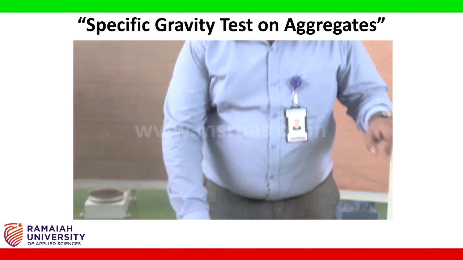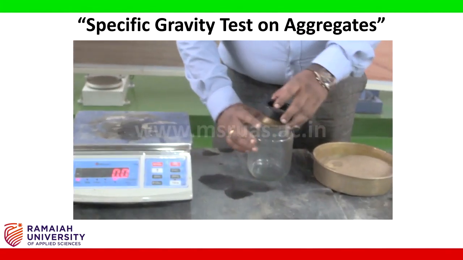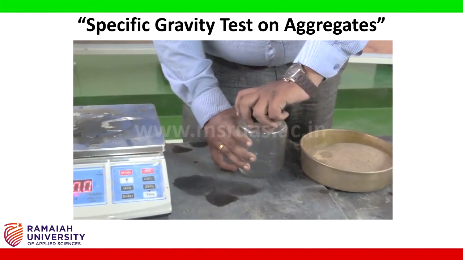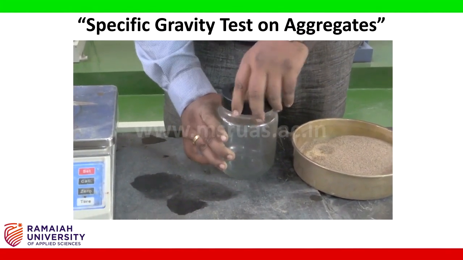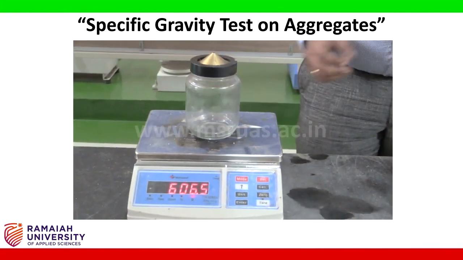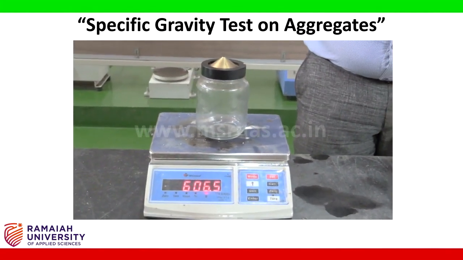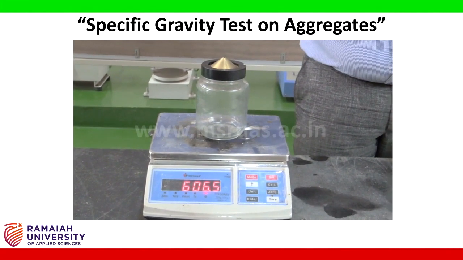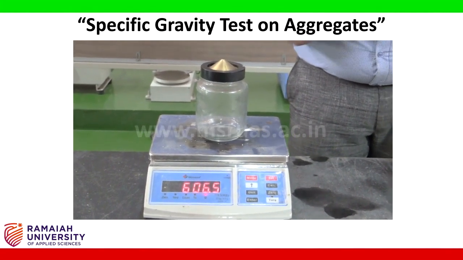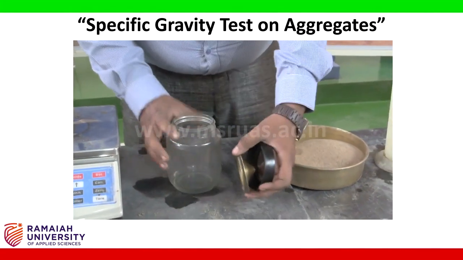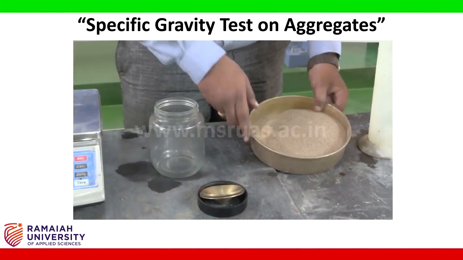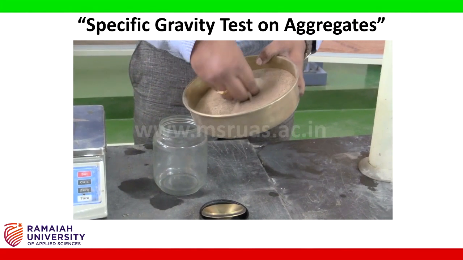First, I am going to take the empty weight of the dry pycnometer. This has to be oven dried. I have taken the empty weight of the pycnometer. This weight I am going to note as W1 grams. After this, what I am going to do? I am going to fill 1/3 layer of it with fine aggregate.